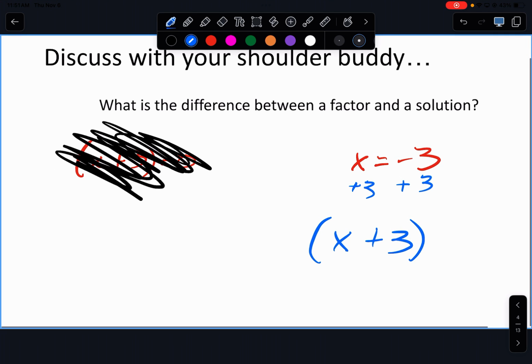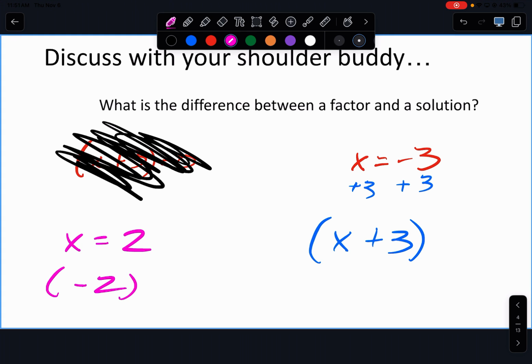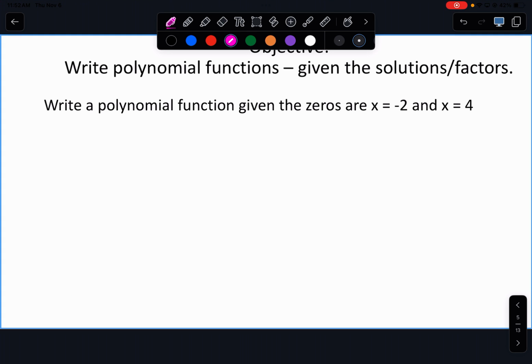What if it was a negative version? What if we had x equals, let's say, 2? What would we do? Right, so it'd be x minus 2. That's a really foundational thing with what we're doing today. So if you have a question about that, ask it now. We good? All right.